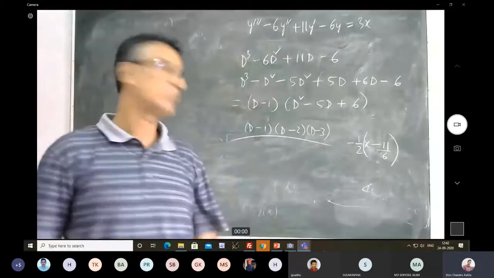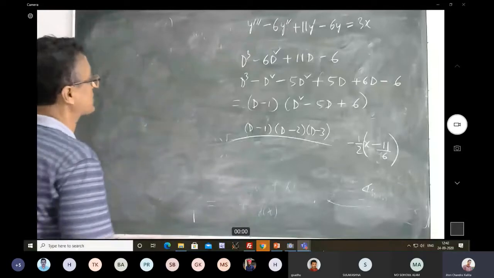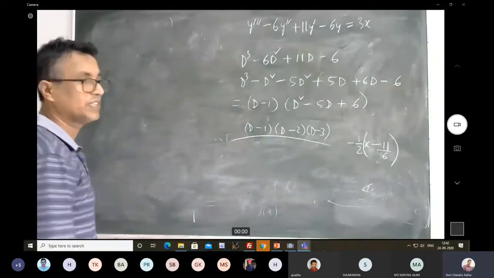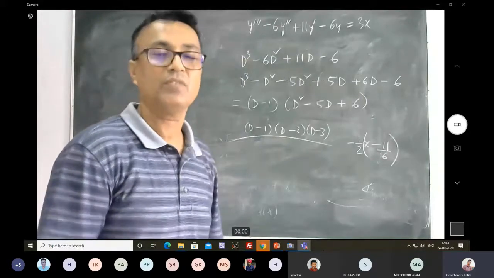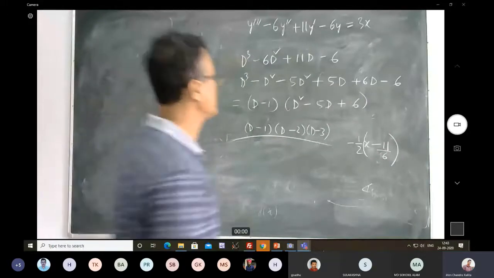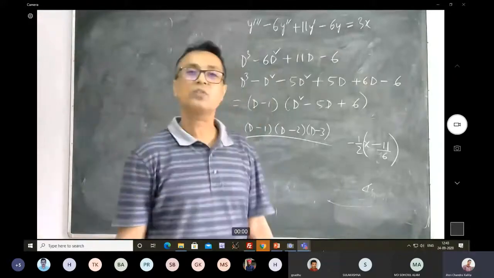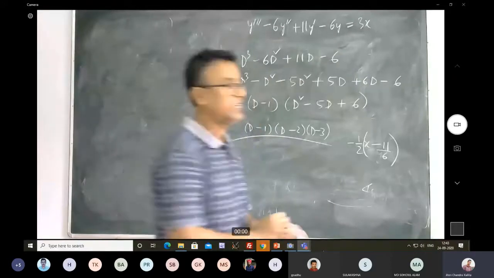So you know what this is: c1 e to the power x plus c2 e to the power 2x plus c3 e to the power 3x. That is going to be the general solution part coming from the complementary function, and simply add the particular integral to that, so that is going to constitute the general solution. Okay, fine.